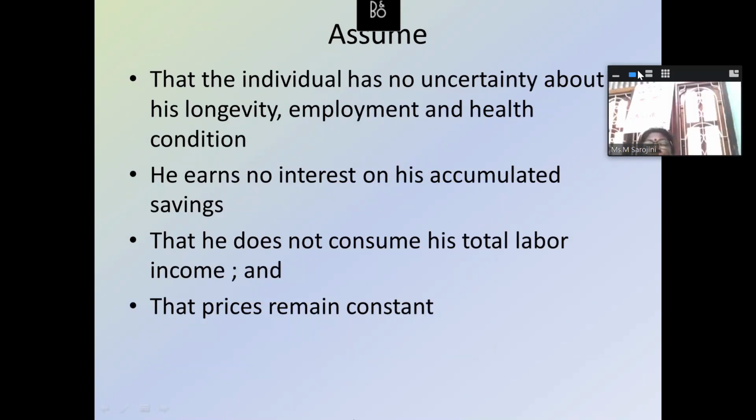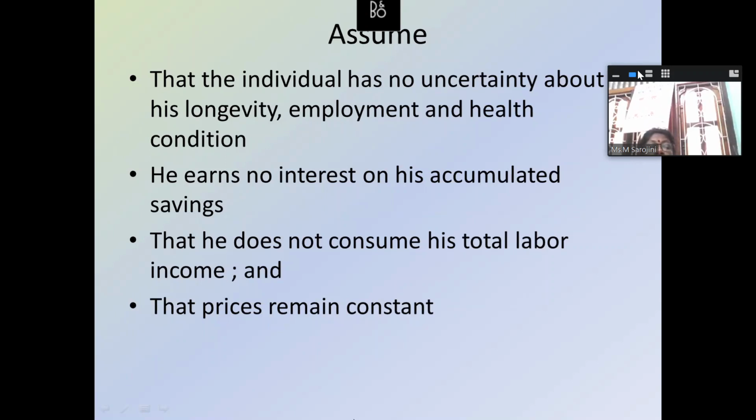And these are some of the assumptions to derive the current consumption, saving, as well as the future consumption. That the individual has no uncertainty about his longevity, employment, and health condition. Right? That is a normal situation. There is no termination in his employment. Employment and health condition are also normal. There is no abnormal health condition.